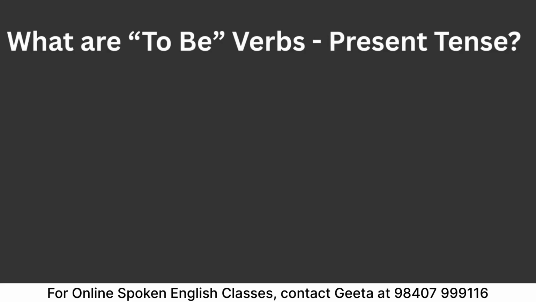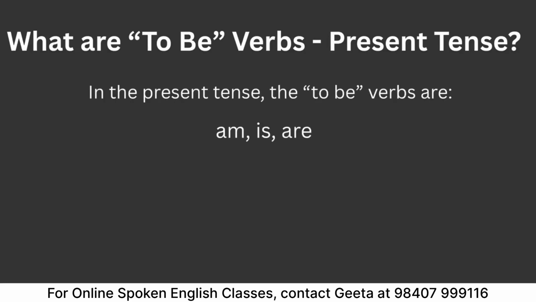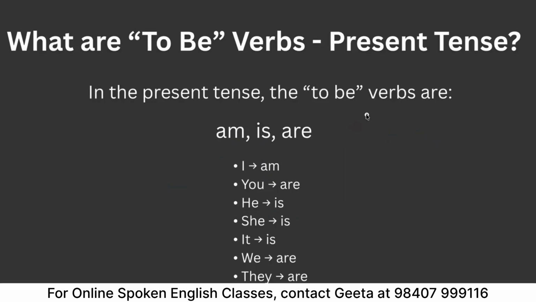The to be verbs in the present tense are am, is, and are. Am is used with first person, I. Is is a singular verb and it is used with singular subjects. Are is a plural verb and it is used with plural subjects. Example: I am, you are, he is, she is, it is, we are, and they are.